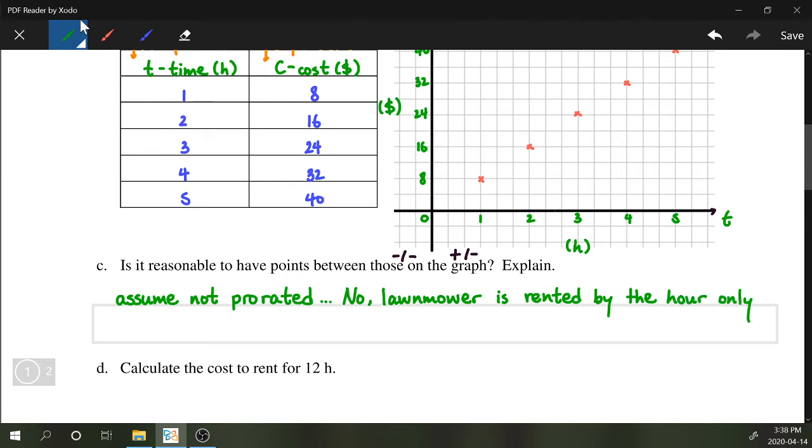Now, if it was prorated, then you can have points in between. So let's say, for example, if you rent the lawnmower for 2.5 hours, then you'll pay $8, $8, and then $4 for the last half hour. So the question doesn't explicitly say whether it could be prorated, so we don't know for sure.